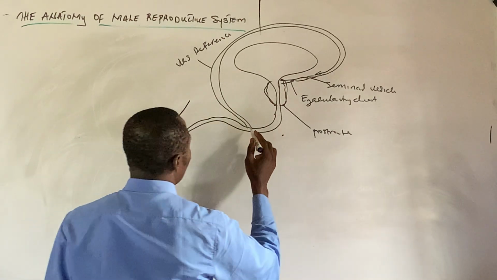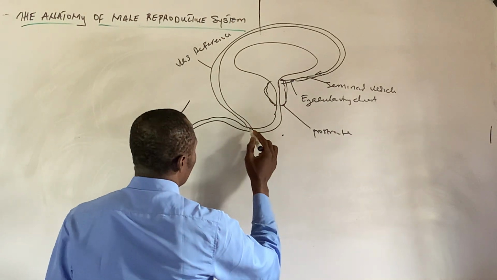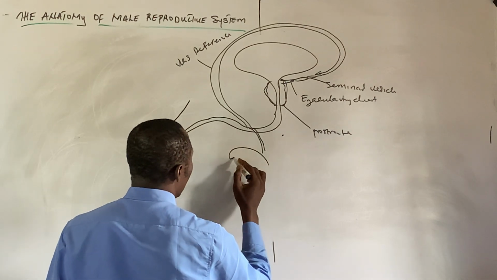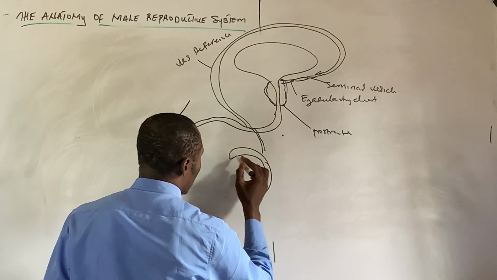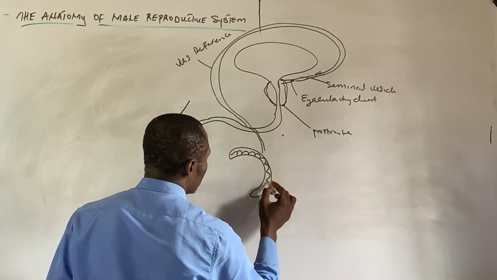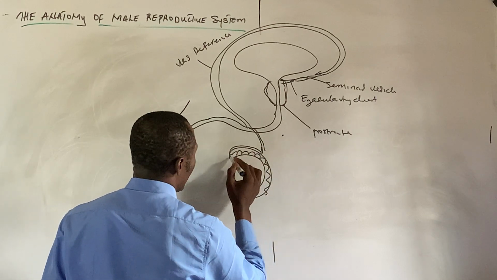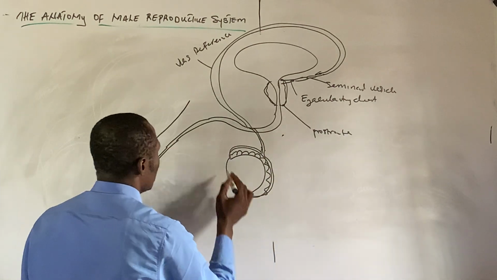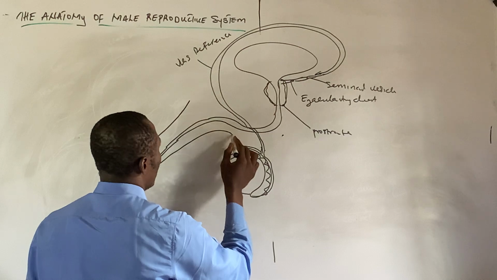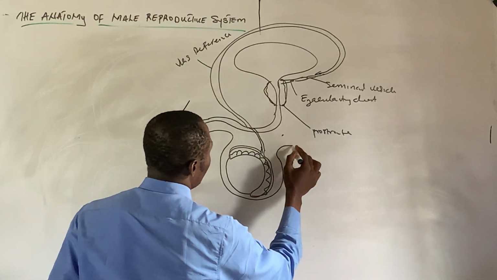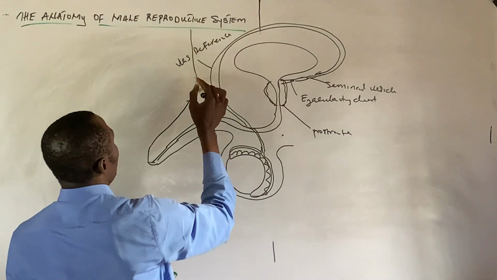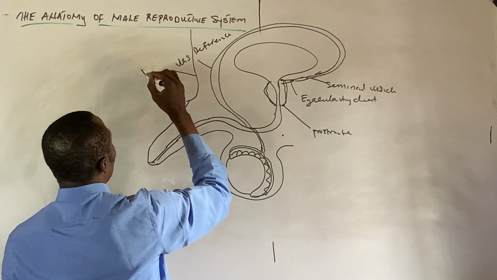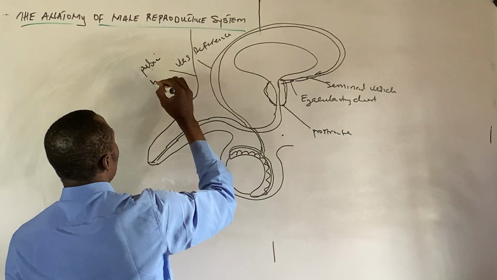So we have here, okay. Notice that we have the epididymis, then we have the testes. So this will become my scrotum. This becomes my pubic bone.